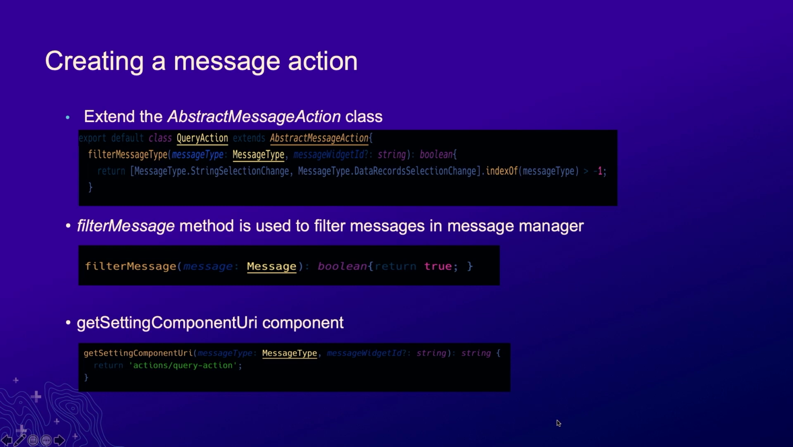The getSettingComponentUri method is something you can use to configure the action based upon the message. So if you're going to be providing this to users, like in our example for the map, there's going to be some setting component URI to define what the action is based on the message.